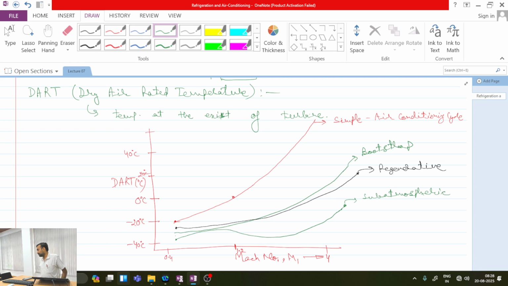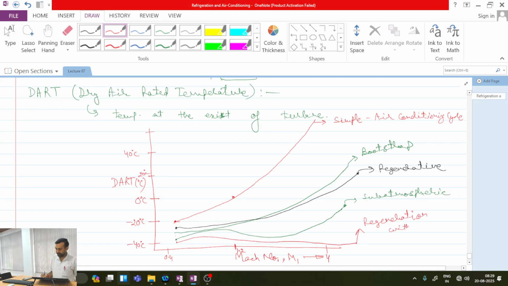Then what we have next? Only these four? There is one more additional variant. Let me explain to you. This is called as regeneration with evaporative cooling. So the most effective cycle among all is regeneration with evaporative cooling. Okay. So this cycle is nothing but a simple regeneration cycle.